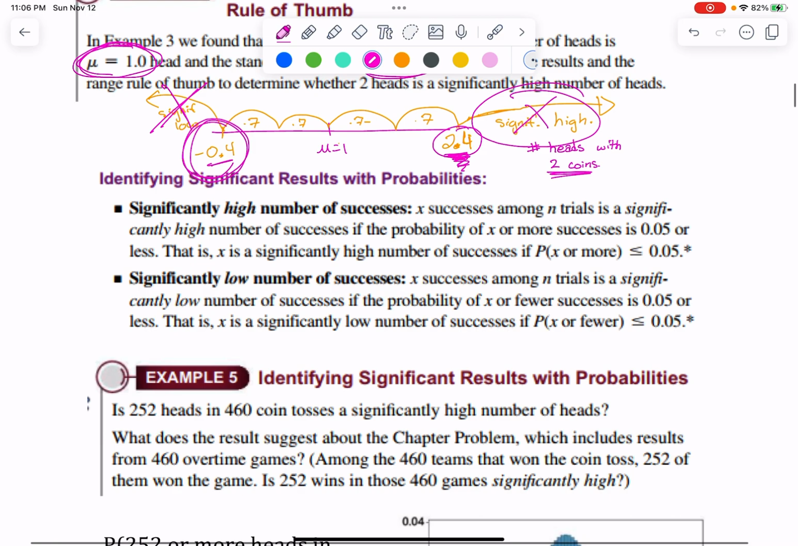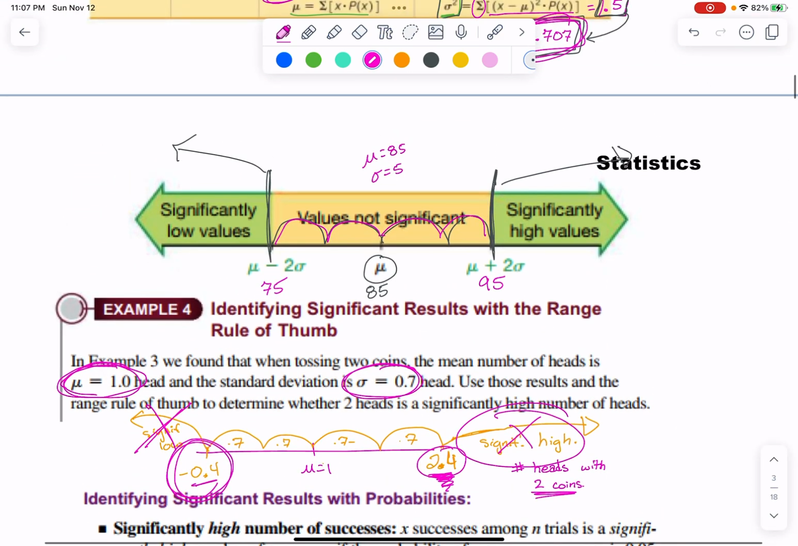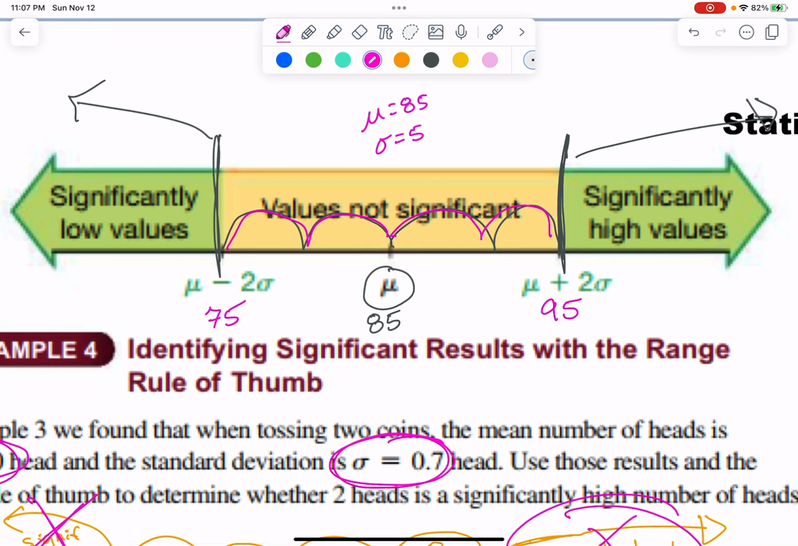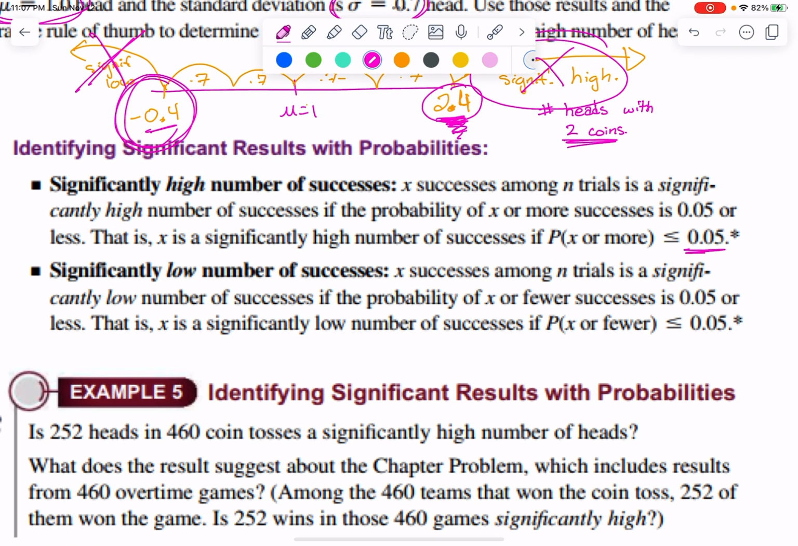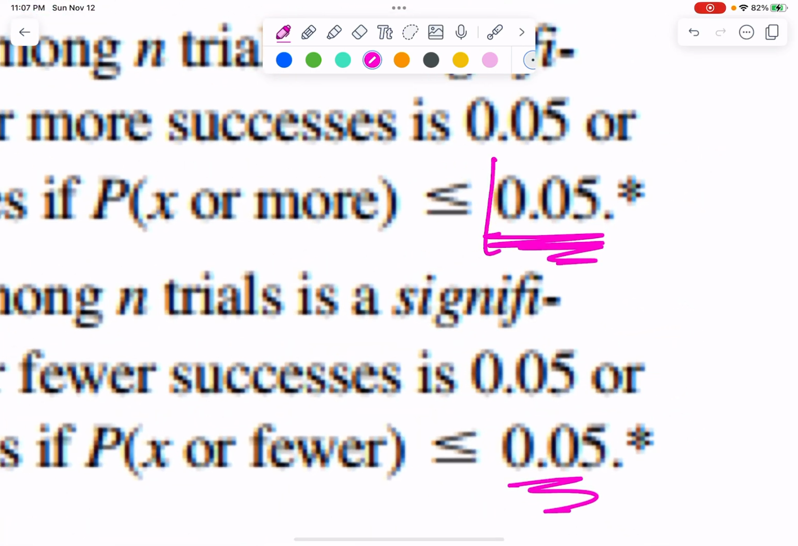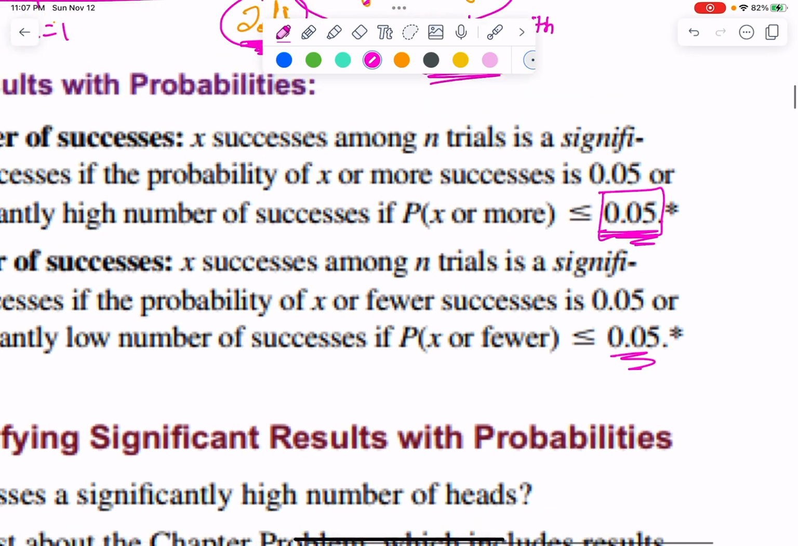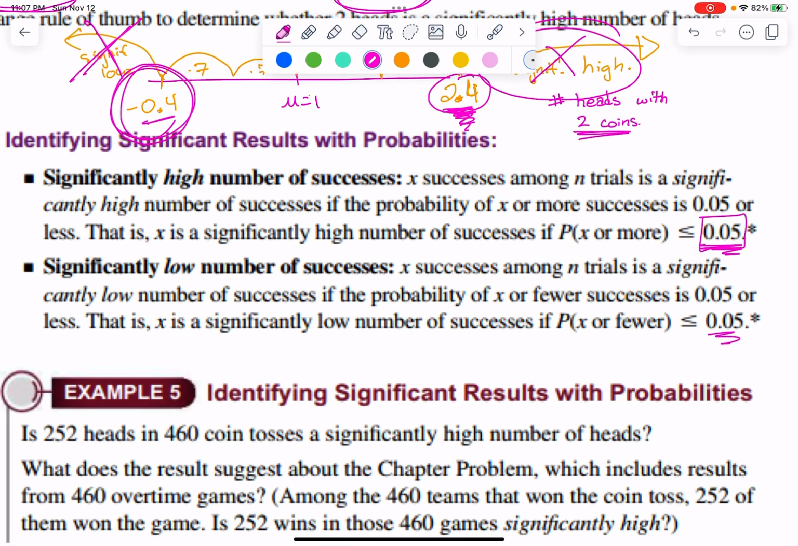Okay. Also, if we don't have the values for the mean and the standard deviation, they might give you instead the percent chance of it happening. And I know we've done this before. Anything that's less than 5% chance of happening is considered a significantly low or a significantly high number of whatever, right? So if it happens less than 5% of the time, it might be a significantly high number of heads or a significantly low number of tails. And that's how that works.